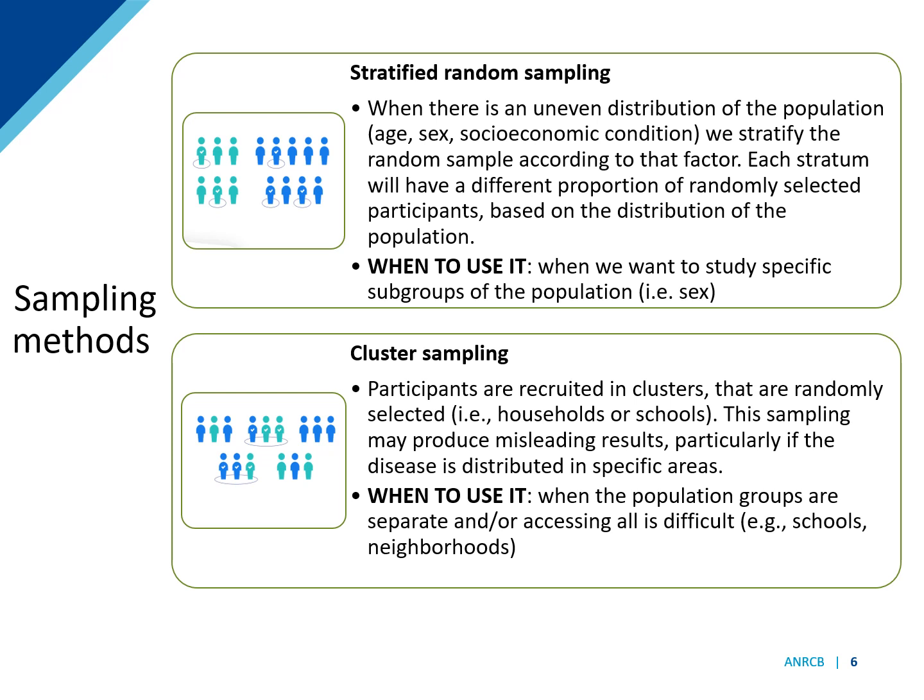We randomly select participants. In cluster sampling, participants are recruited in clusters or naturally occurring groups, and those groups are randomly selected. For example, households or schools. We can use this often when the population groups are separate and accessing all of them is difficult. So good examples of this are schools, neighborhoods, households.